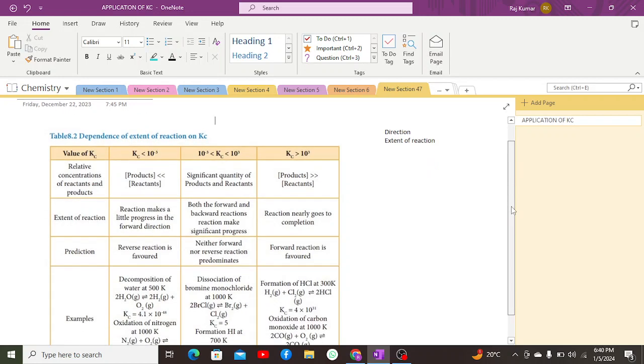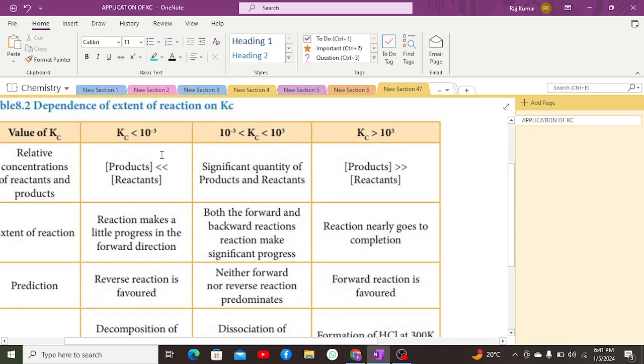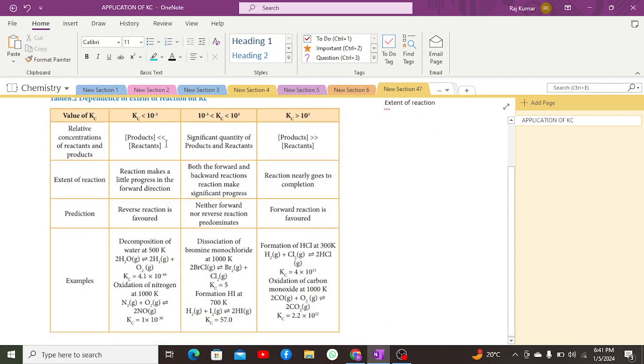First, let us discuss the extent of reaction. The extent of reaction here is determined by the value of Kc. If Kc has a very small value, less than 10 to the power minus 3, then we can say that the concentration of reactants is more than the concentration of products, which means the stability of reactants is more than the stability of products.